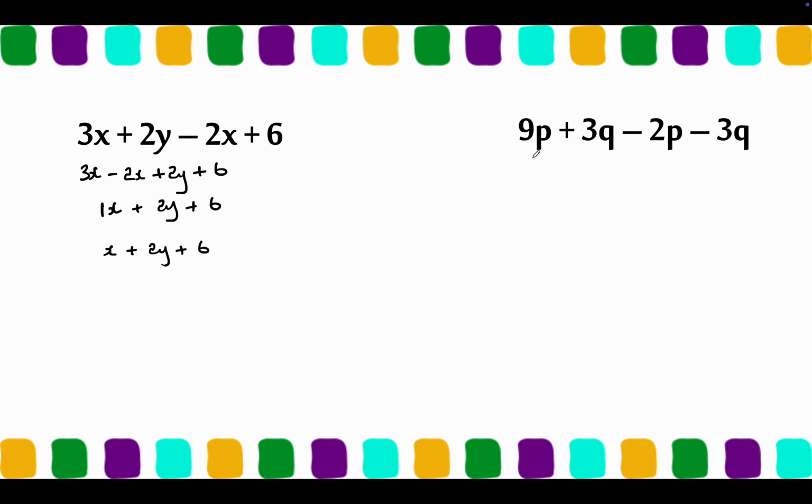Now, onto this side, I'm going to scan. I notice that I have 9p and minus 2p together, and I have plus 3q and minus 3q, which are like terms. So let's group them. I'm going to put my 9p minus my 2p plus my 3q minus my 3q. Now, when I subtract the coefficients of 9p and 2p, that would be 2 from 9, I would have 7p. But over here, if I have 3q and I'm subtracting 3q, this would be gone. So therefore, my answer here would only be 7p.